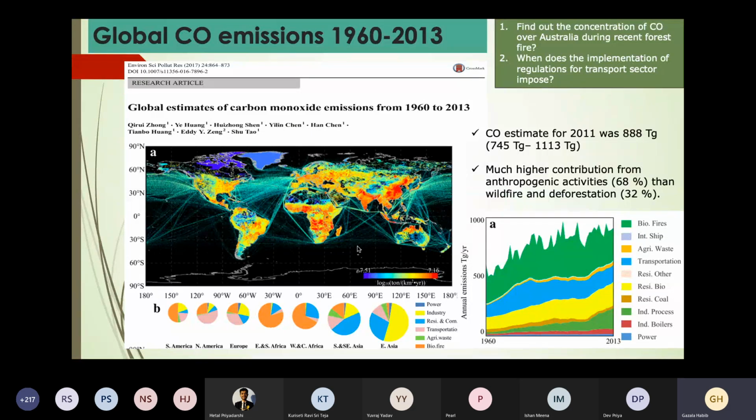When was the regulation of the transport sector imposed? I have already told you 1980, but just find out what the regulation was. What was the act related to the transportation sector for CO control or emission control? You can find out for America and Europe.